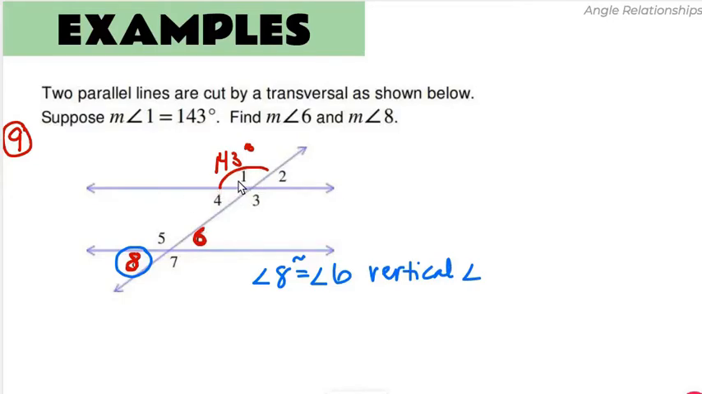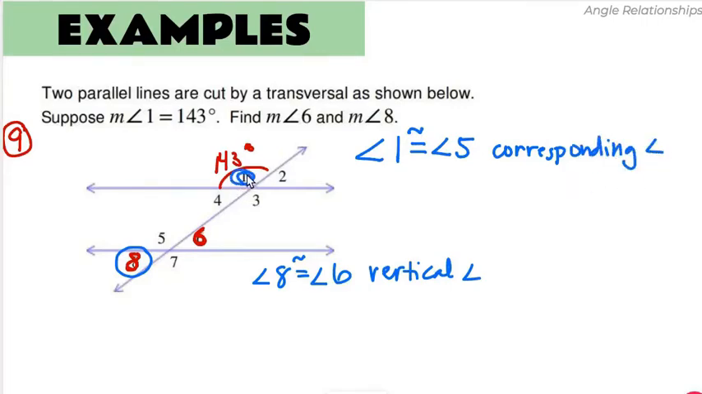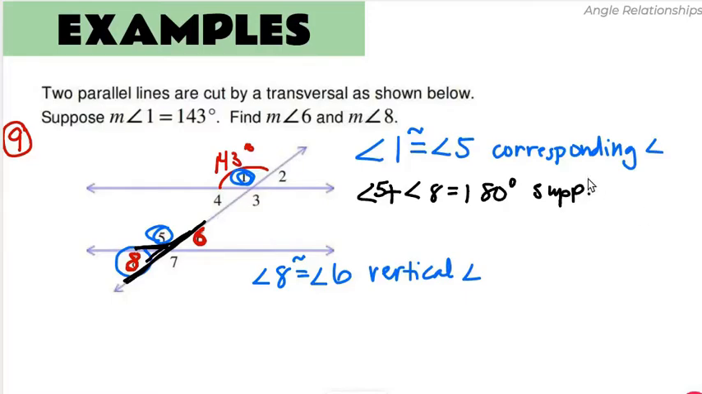So what I'm going to do is I'm going to say, okay, well, angle 1 is congruent to angle 5 because of corresponding angles. So I know that 1 and 5 will be equal to each other because of corresponding angles. I also know, because I have a straight line here, that angle 5 plus angle 8 is going to equal 180 degrees because of supplementary, right?